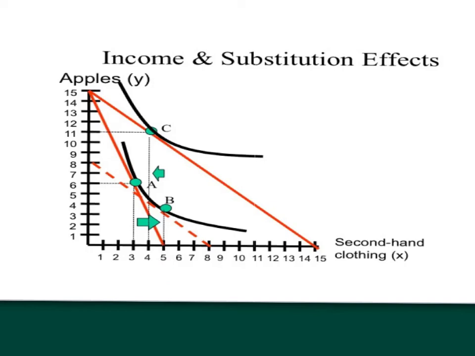But then we see that now that we're here at point B, moving the rest of the way out to point C is actually in the opposite direction. We actually move back to a quantity of 4 of secondhand clothing at point C. All right, so we have completed the substitution effect here, but the income effect is an actual move from 5 to 4. What does this show us? This shows us that secondhand clothing is an inferior good. If the income effect moves in the opposite direction of the substitution effect, you have an inferior good. If they move in the same direction, you have a normal good.